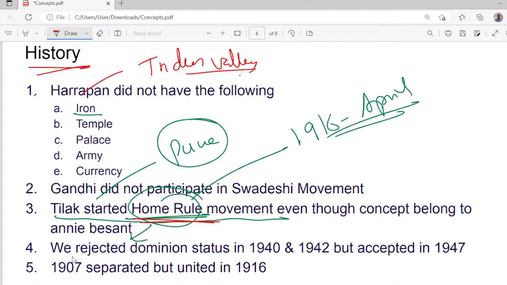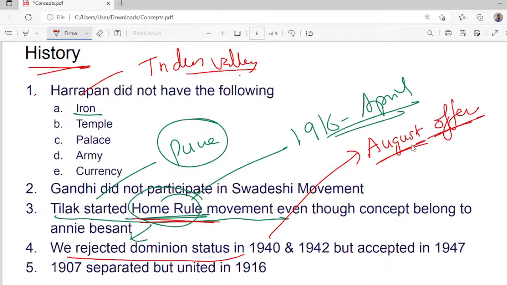Okay, next point. We rejected dominion status. In 1940, the British came and said that we will give you dominion status, that is known as the August Offer. If you don't understand, or don't know, no problem. At least write it down in your notebook, and when the time comes, you can ask me. So the August Offer in 1940, the British were giving dominion status. That means again not a complete independence, a kind of autonomy under the British. We are rejecting it.